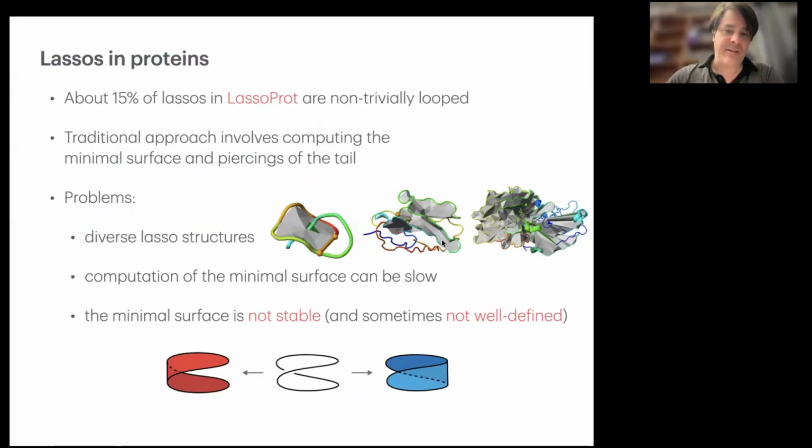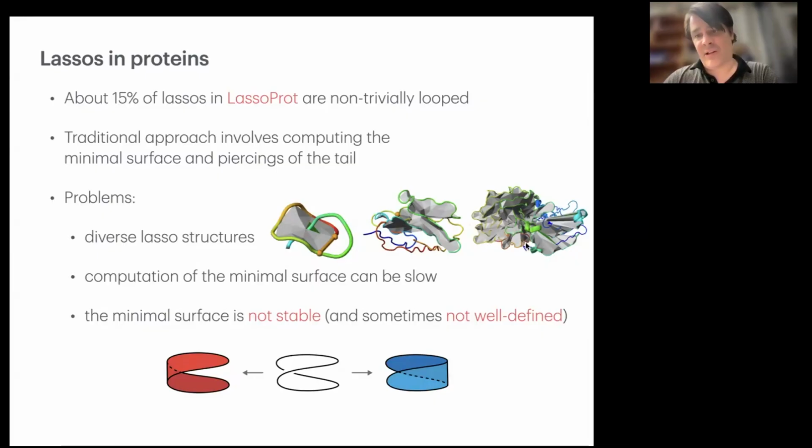Now, the traditional approach involves computing the minimal surface. So how do you compute if a given protein is a lasso protein? Basically, you have to compute the minimal surface, and then just look if the tail pierces it. So it's quite a computationally heavy thing to do. Computing the minimal surface is of course not trivial. And then also, some proteins are very direct. You can see that they are lasso.